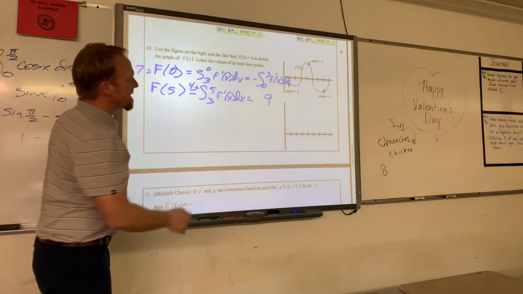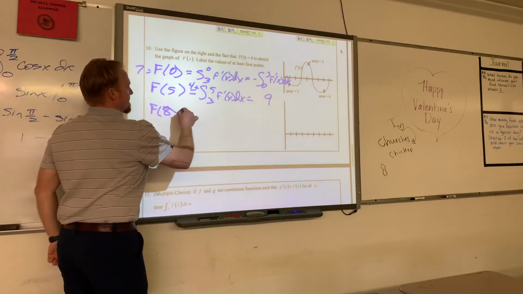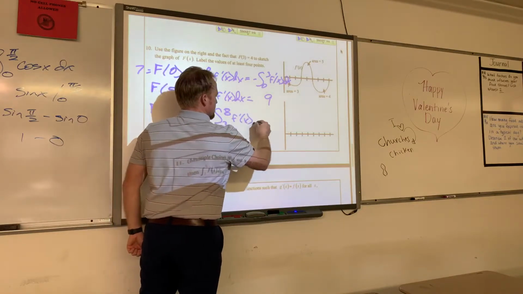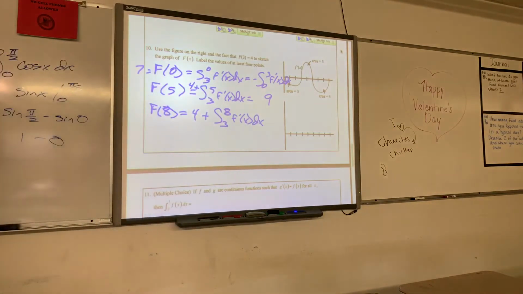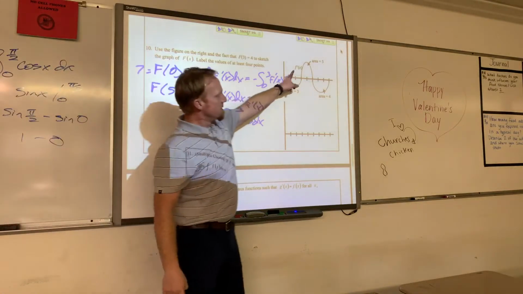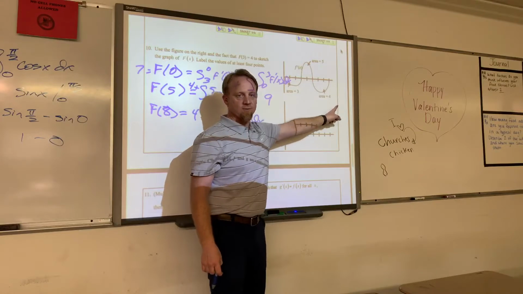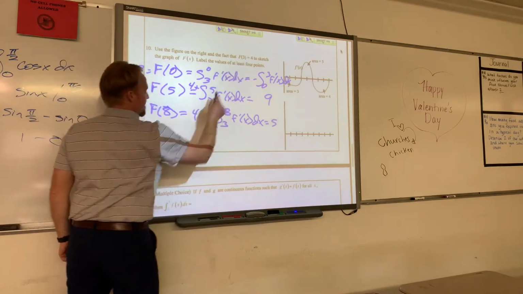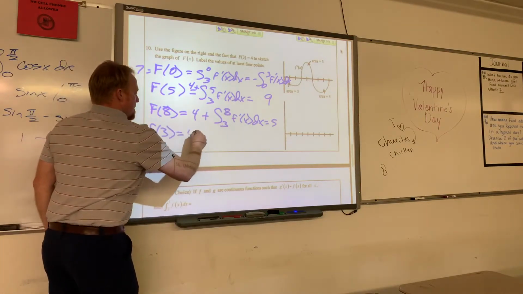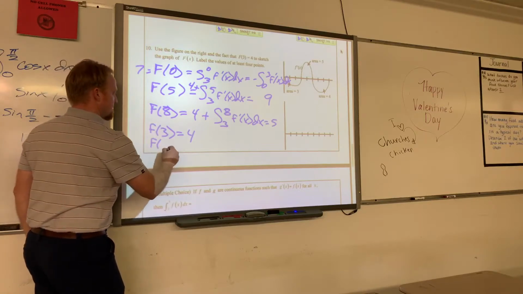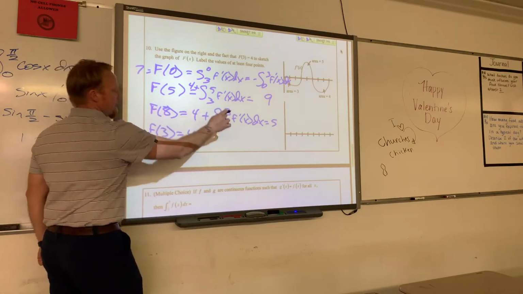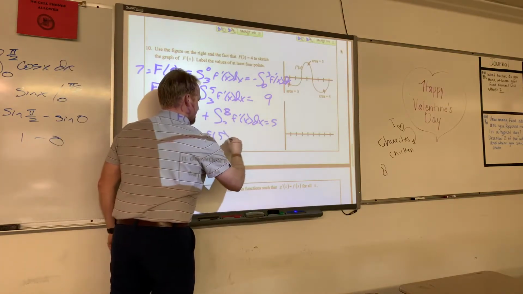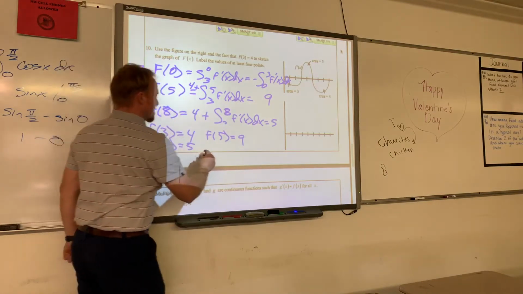And then the last thing I can find is 8. So f of 8 is going to be 4 plus the integral from 3 to 8 of f prime of x. We're going to start off with 4, add 5, which is 9, and then subtract 4, which puts me at 5. So they gave me f of 3 is 4. I know f of 8 is 5. I know f of 5 is 9. And I know f of 0 is 7.